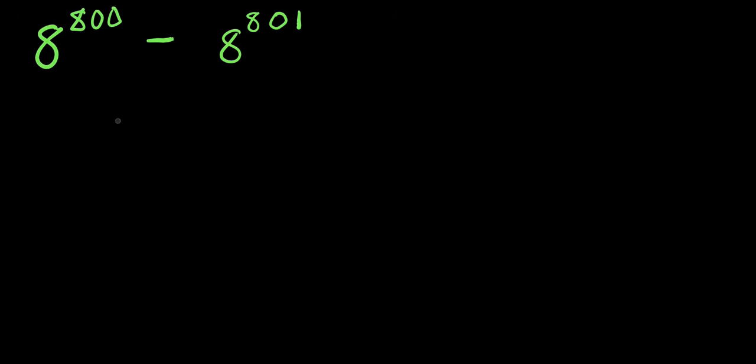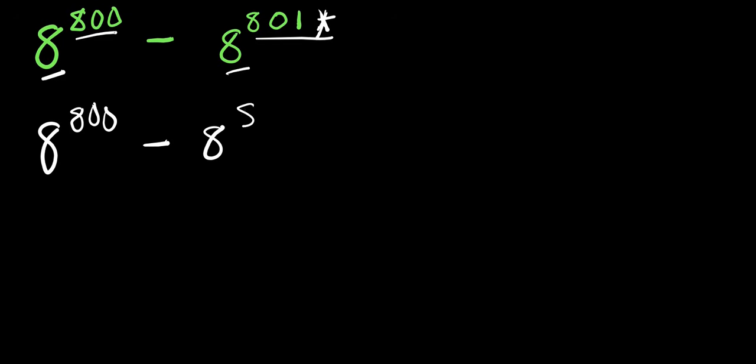Hello, how to evaluate this with a calculator? This is 8 to the power of 800 minus 8 to the power of 801. Now, I can express this 801 as summation of 800 plus 1. So I'm going to have 8 to the power of 800 minus 8 to the power of 800 plus 1. Now we apply this identity, a power n plus m equals a power n times a power m.